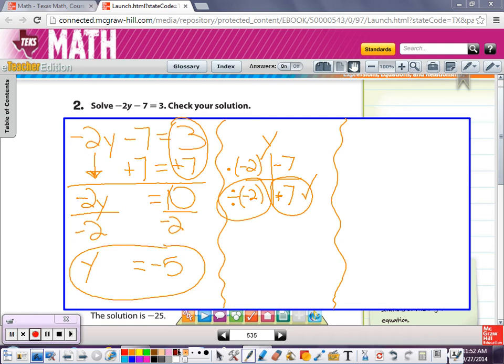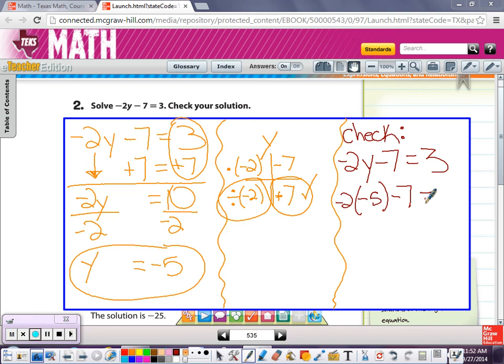But before I can move on, I must check my work, because there's no point in going on if I'm making mistakes. So let's go ahead and check. You begin by writing your original equation all over again. -2y minus 7 equals 3. Then wherever I see a y, I'll plug in a -5. So it's -2 times -5 minus 7 equals 3. We need to check to make sure that this side does in fact equal 3.